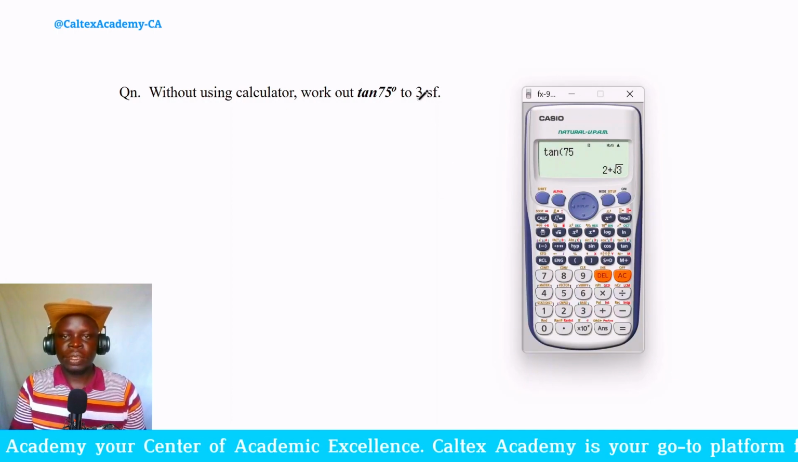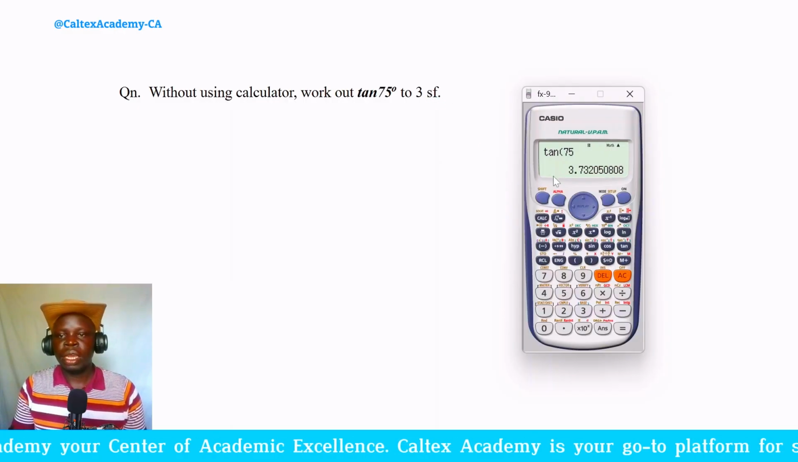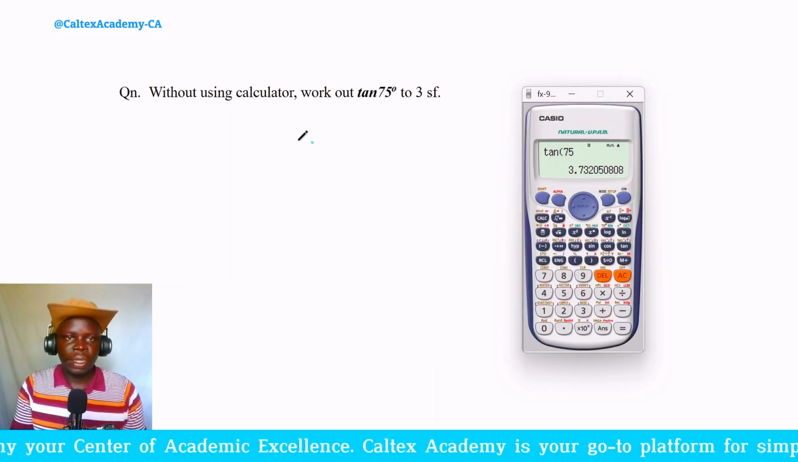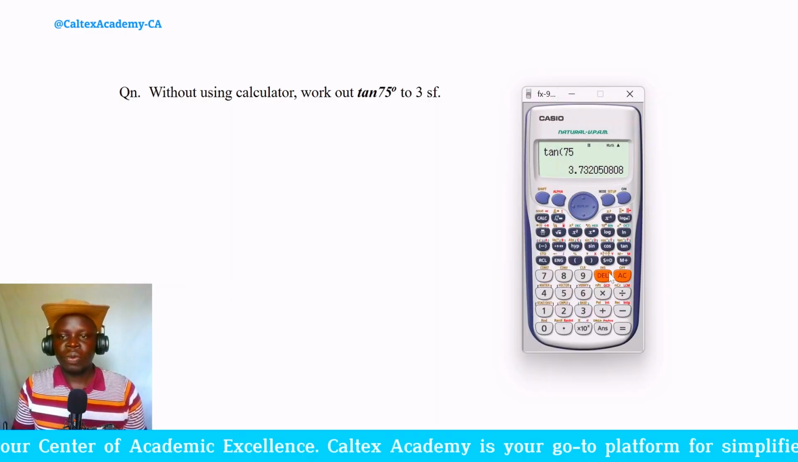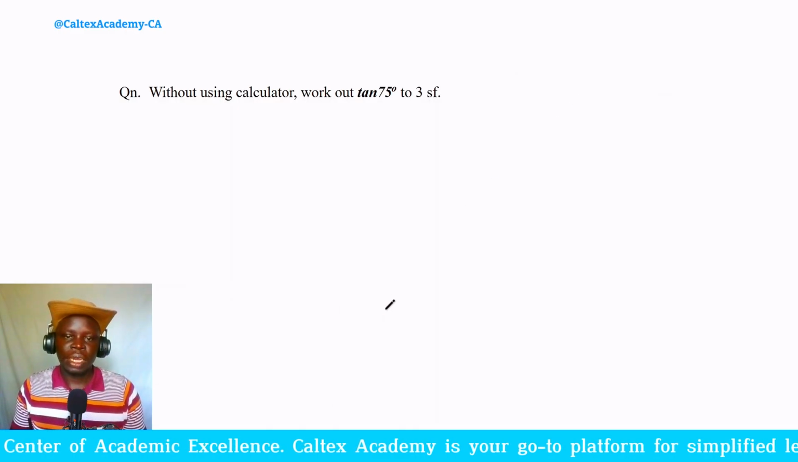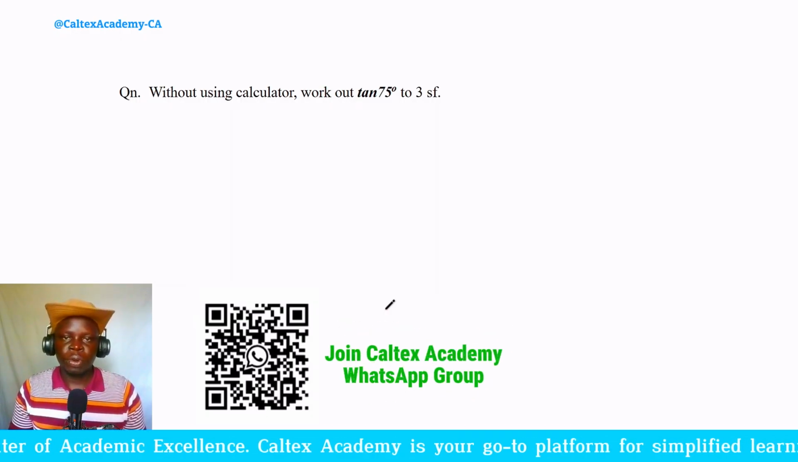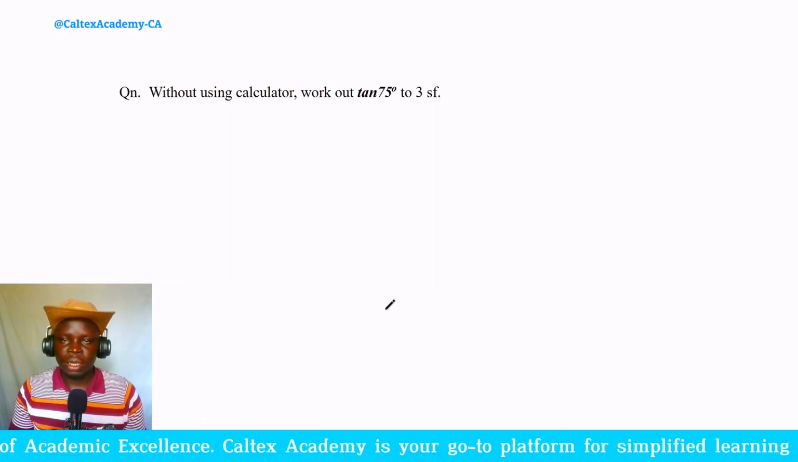And since the question says 3 significant figures, then you can get it in a decimal point, and we have it as 3.73. But because of this restriction that we are not allowed to use a calculator, then for now, we just need to forget about the calculator and work it using other techniques. So which techniques do you think we can use for making this question possible without touching any calculator?